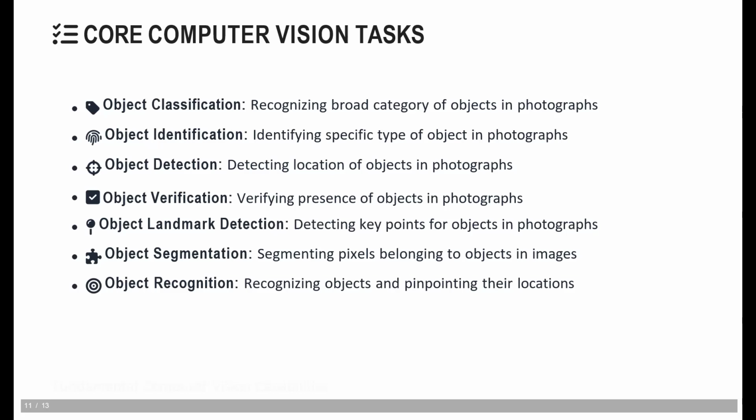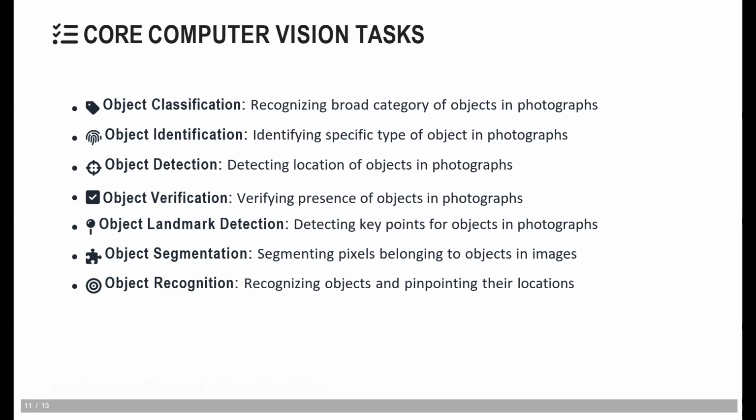Okay. Object verification. Yes. Suppose there are different fake copies, like Adidas, we have some fake copies, isn't it? We humans cannot detect some of them, but machines nowadays can detect whether it's a fake copy or the original one. So, verifying the presence of the objects in photographs. Object landmark detection, detecting key points of the objects in the photos.